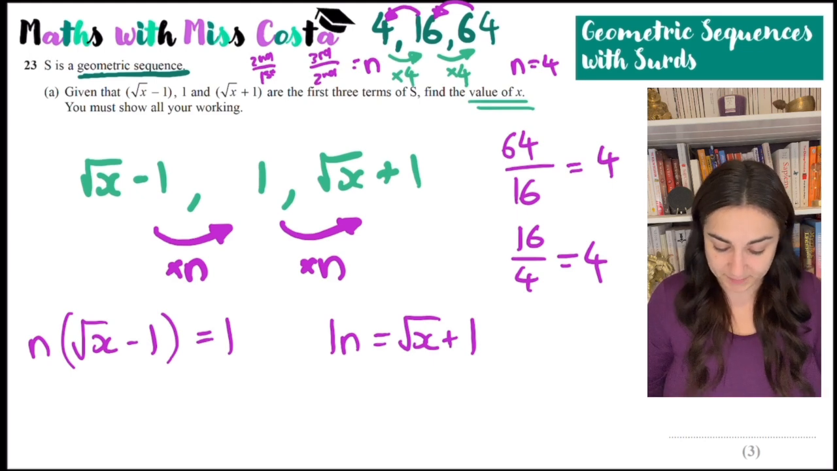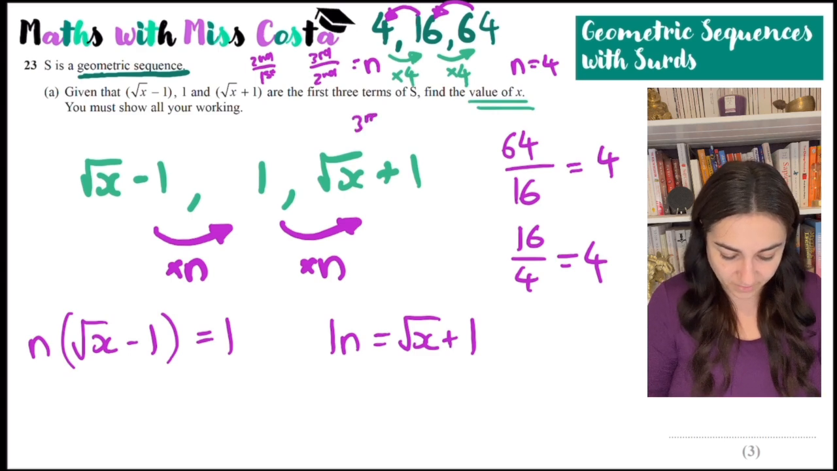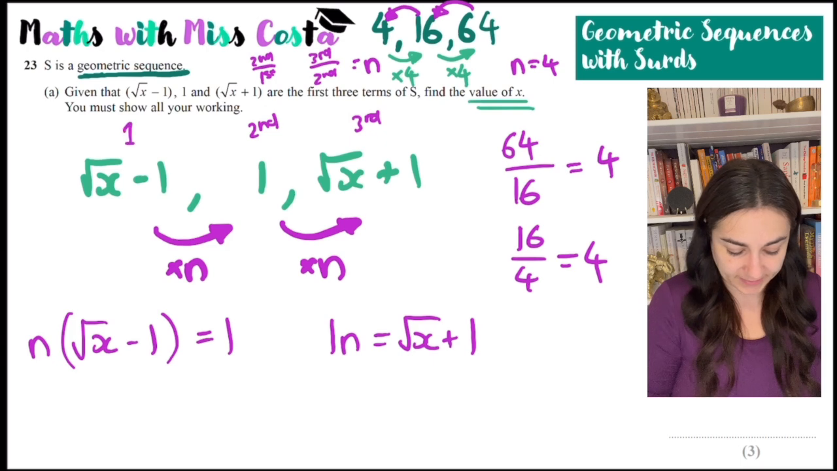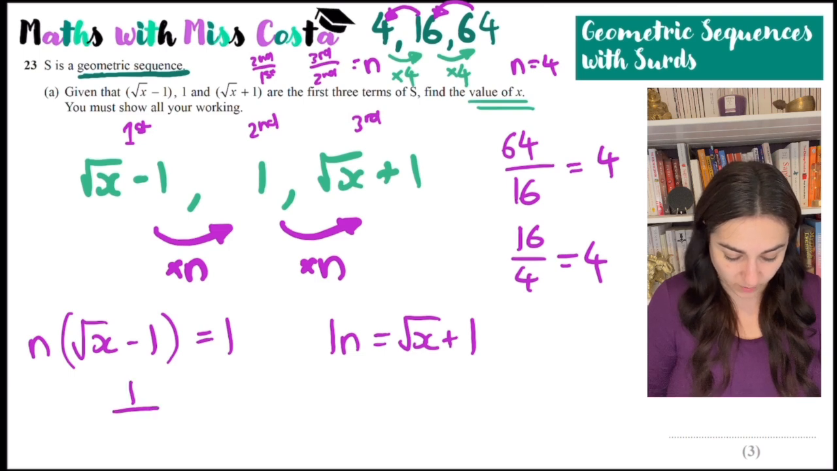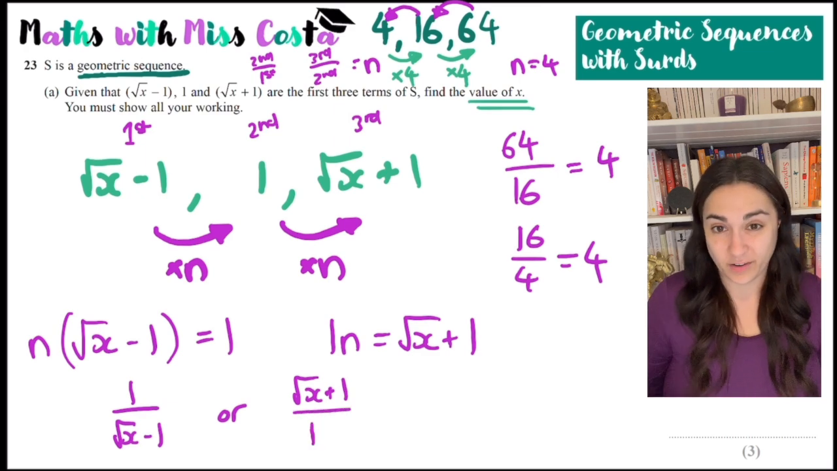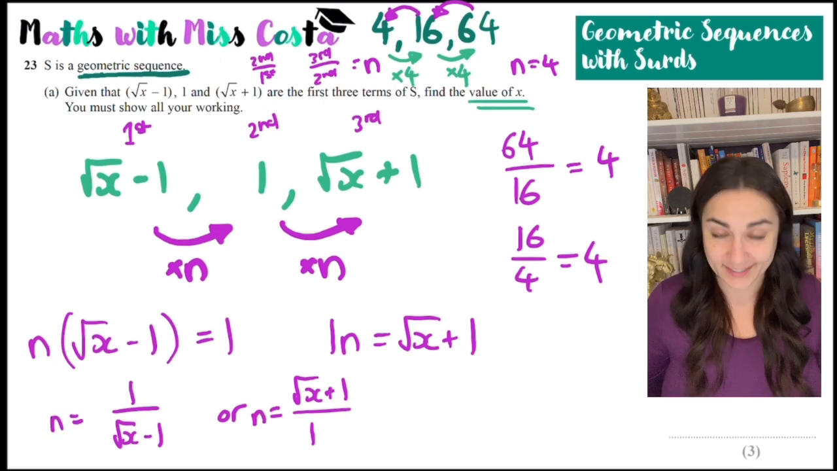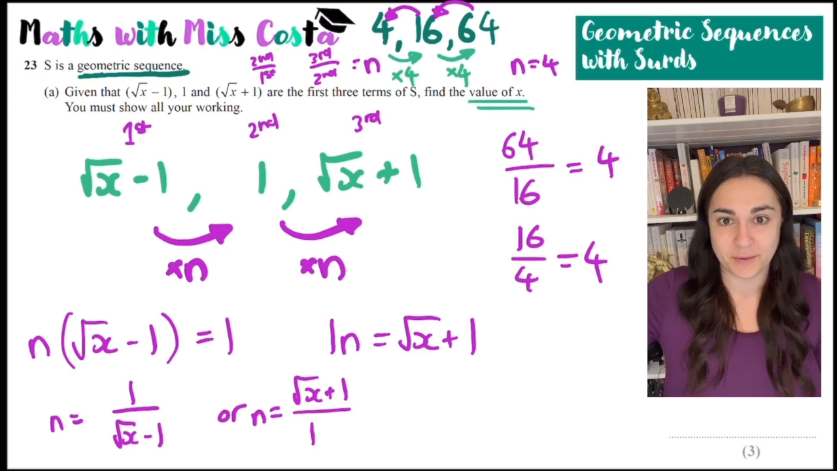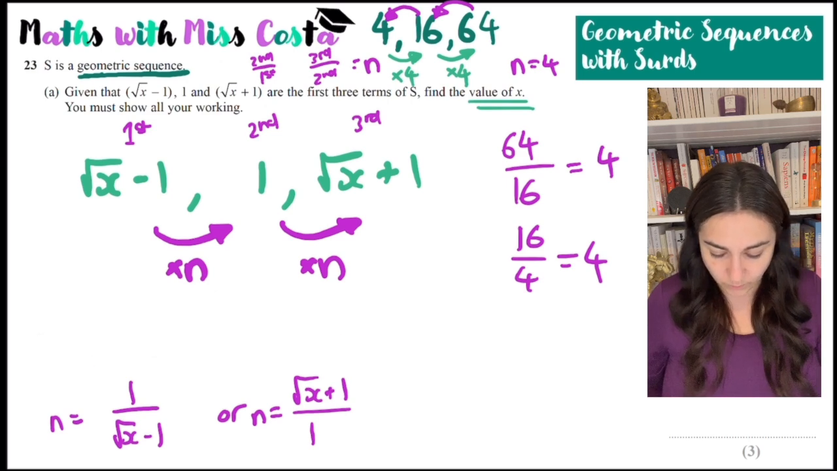So let's do the same for our geometric sequence. So this is the third term, this is the second term, and this is the first term. So I could either write my scale factor as 1 over root x minus 1, or I could write it as root x plus 1 over 1. Okay, they are going to be equivalent because they both equal n. So n equals this and n equals this, and they have to be the same thing because in a geometric sequence you're multiplying by the same number each time. So if they are equal, what can I do?